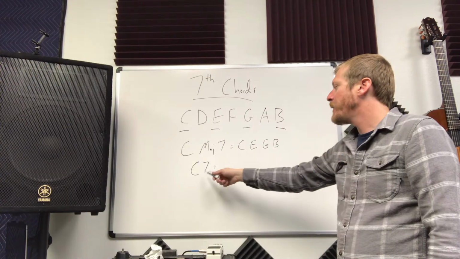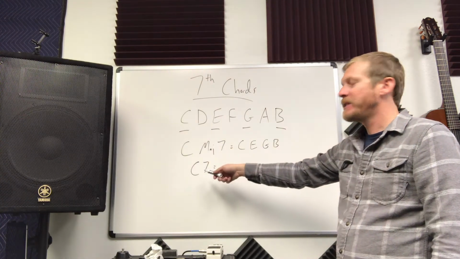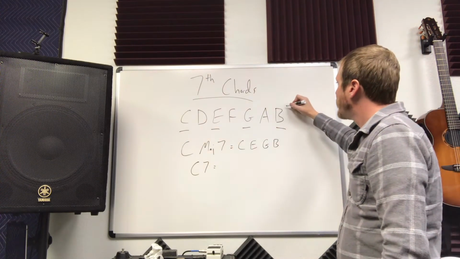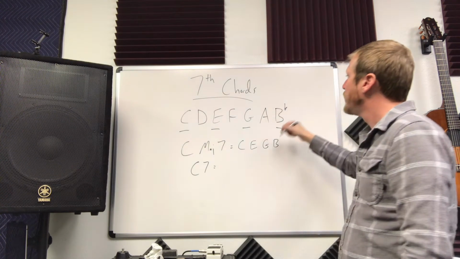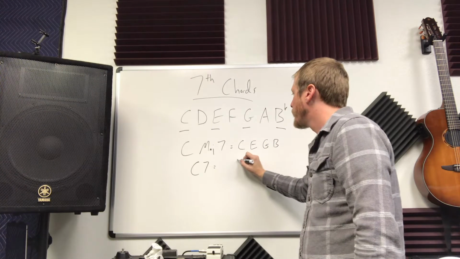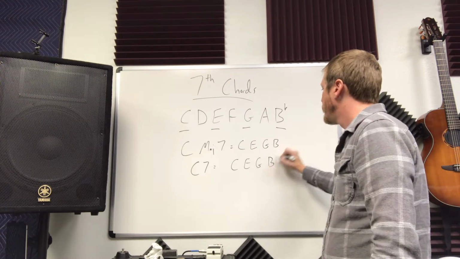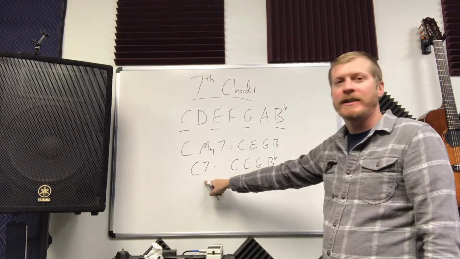So if we want to spell out the notes for a C7 chord or a C dominant 7 chord, we have to flat the 7th note. So we're going to call this B flat. So now our notes for the chord are C, E, G, and B flat for a C7 chord like that.